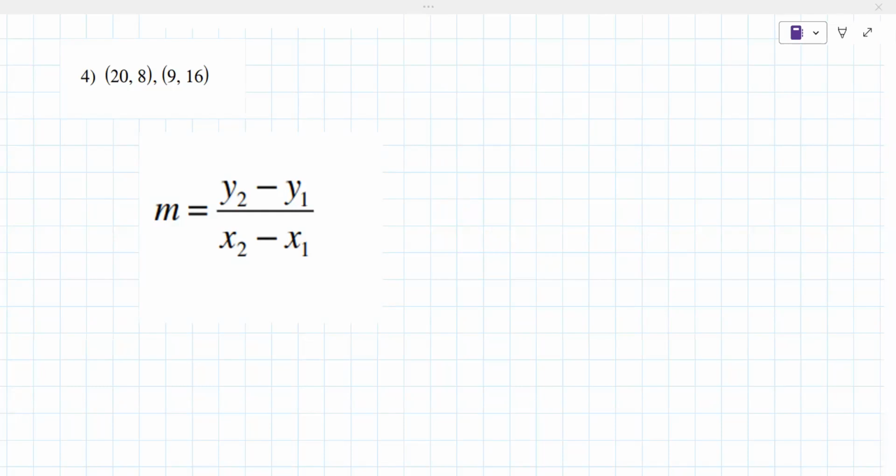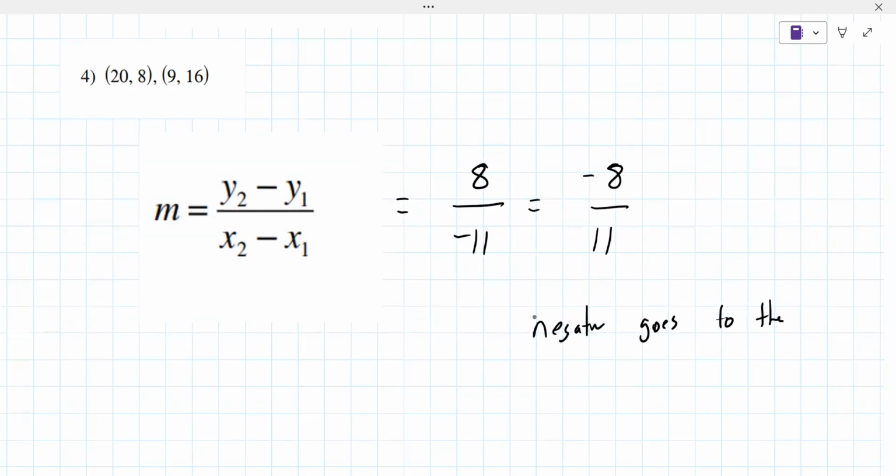Is it 8/-11? It is, but the answer would not be presented that way. So what you said here is correct, but it would be written this way: -8/11. The negative, I'm sorry, I'm not being clear, the negative goes to the top. So if the bottom number is negative, I just make the top negative instead?